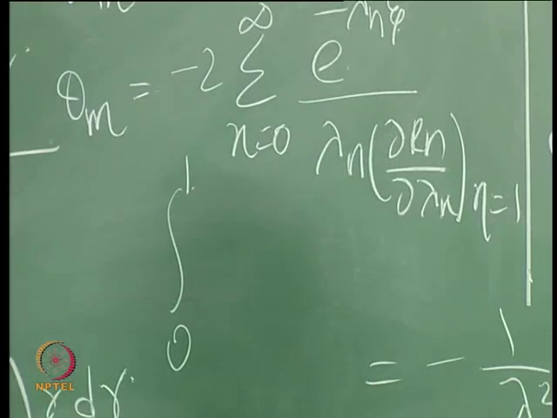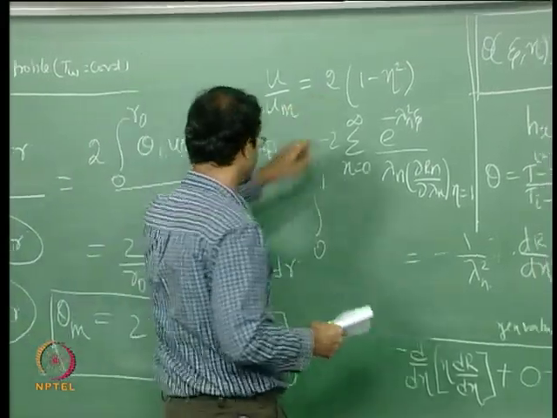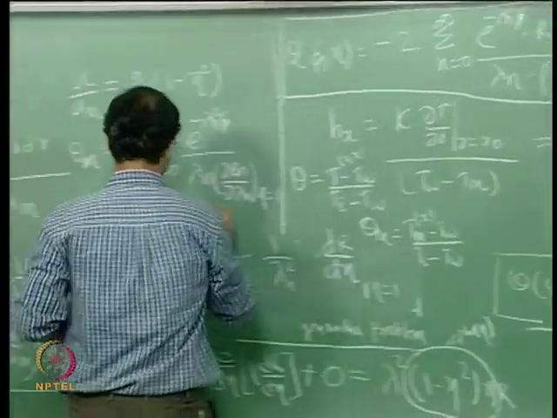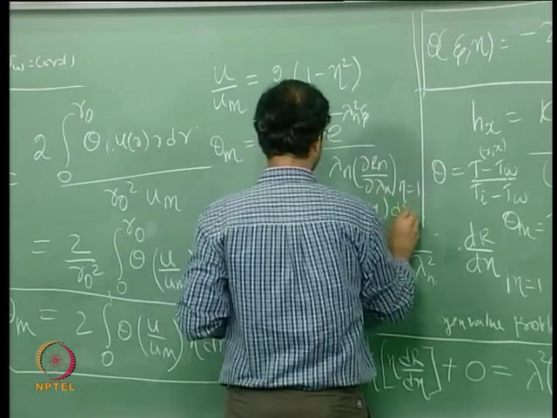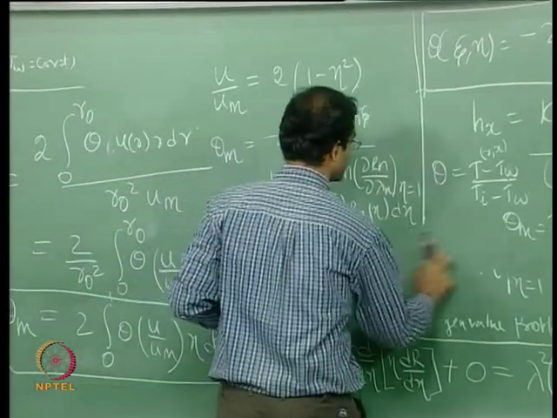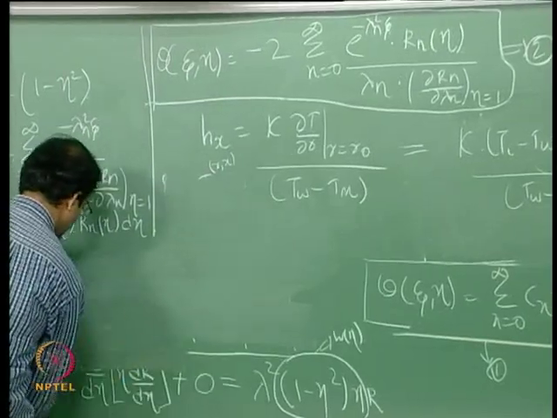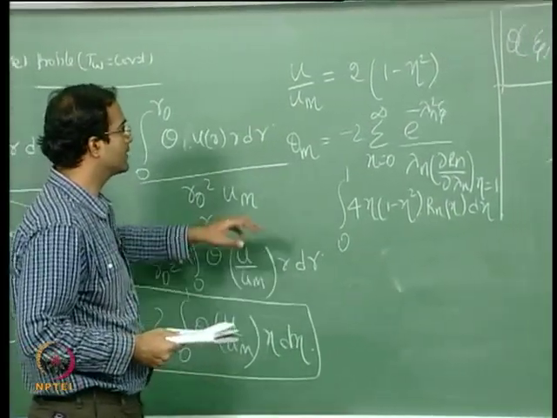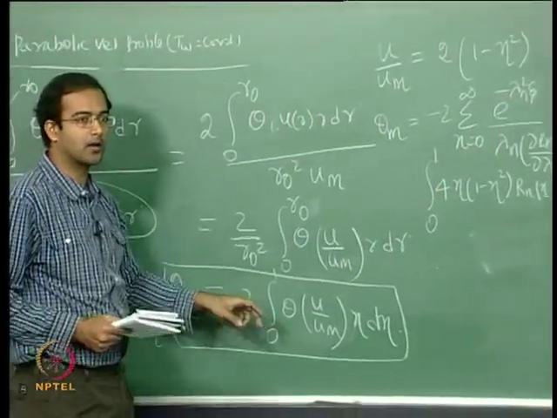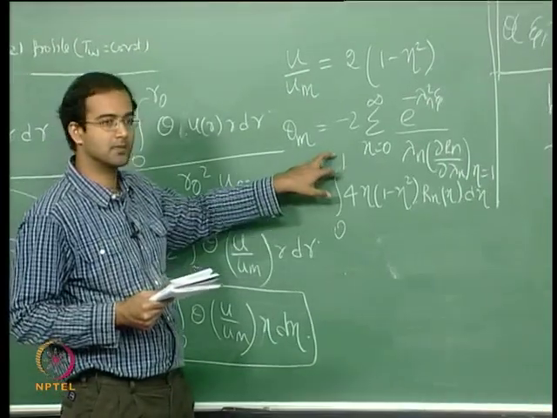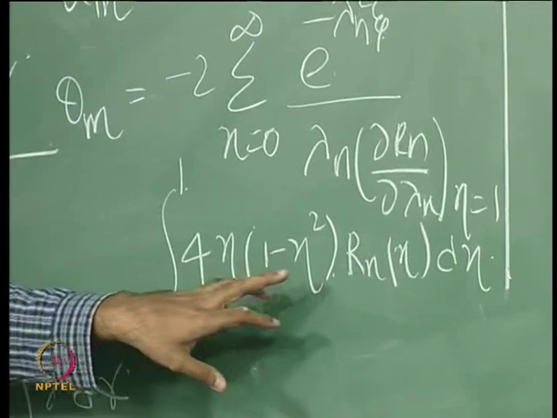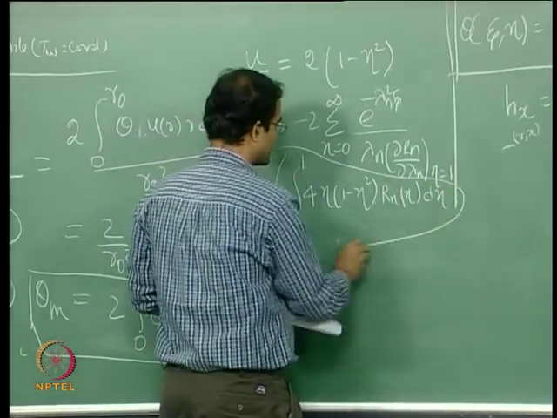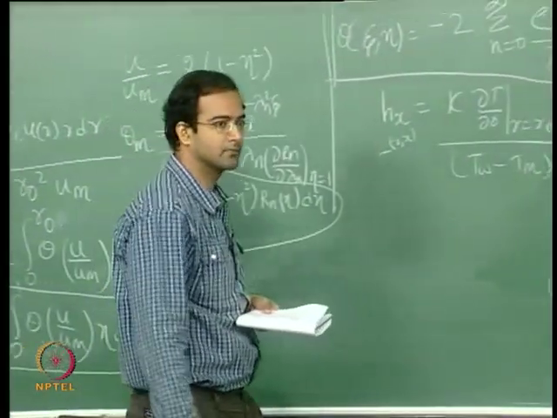Then I have 2 into 2, 4, into eta into 1 minus eta square into r, which is also a function of eta, rn of eta into d eta. I'm just substituting for theta and u by um into this, and I'm grouping all the terms which are a function of eta, and that I am integrating from 0 to 1. So that is basically 4 times eta into 1 minus eta square into r into d eta, right. So this integral, eta into 1 minus eta square rn eta d eta, what is this value?